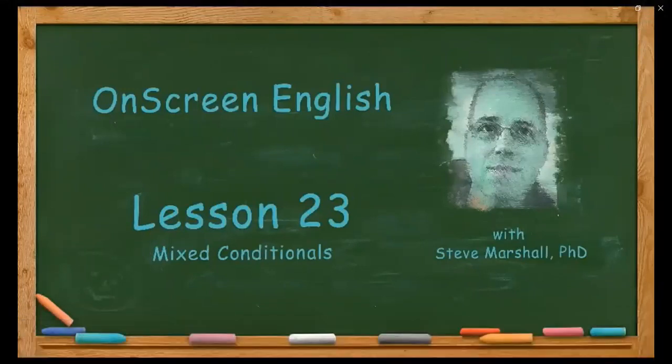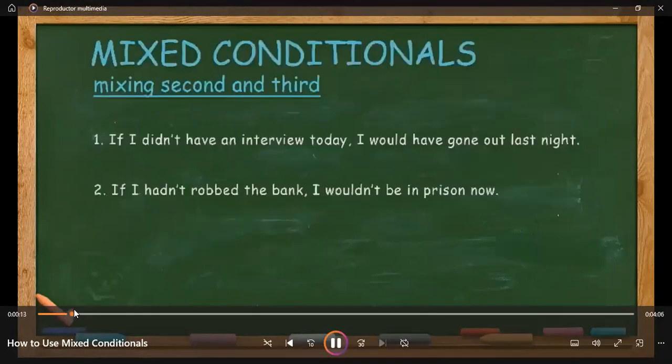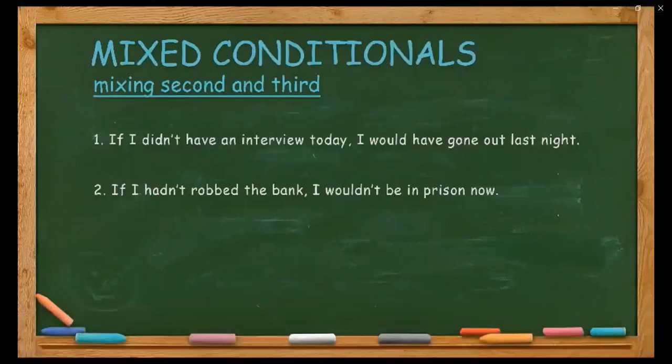Okay. So notice, to mix second and third: if I didn't have an interview today, I would have gone out last night. If I hadn't robbed the bank, I wouldn't be in prison now. So here we have second conditional, third conditional, third conditional, second conditional. Second and third conditionals. Number 1, if I didn't have an interview today, I would have gone out last night. 2, if I hadn't robbed the bank, I wouldn't be in prison now.